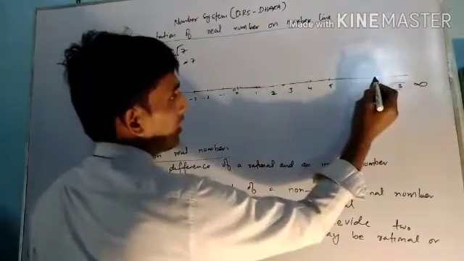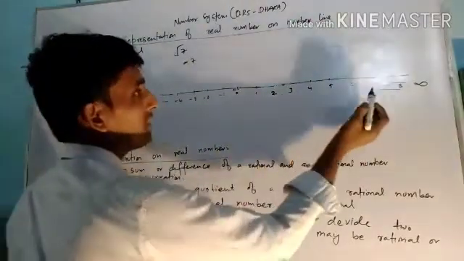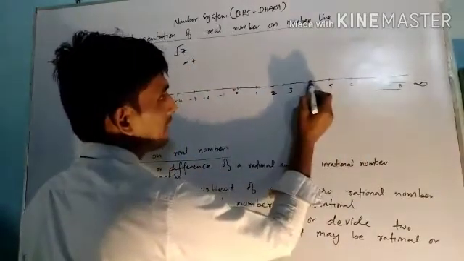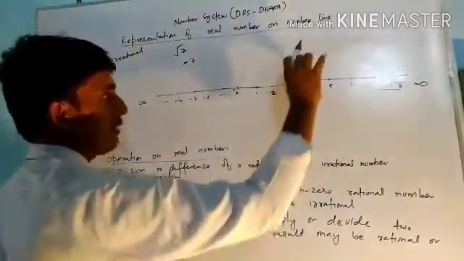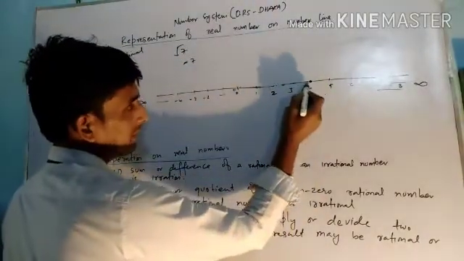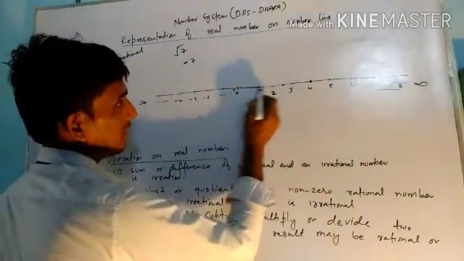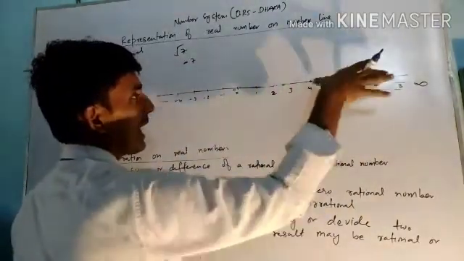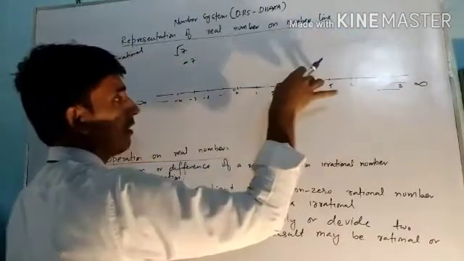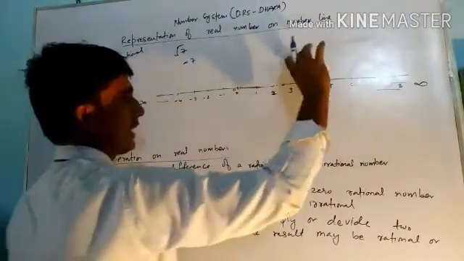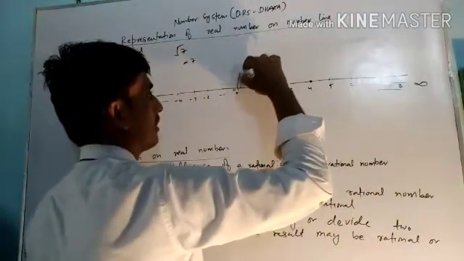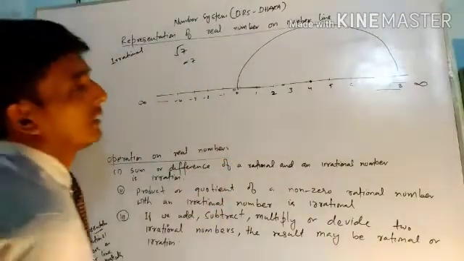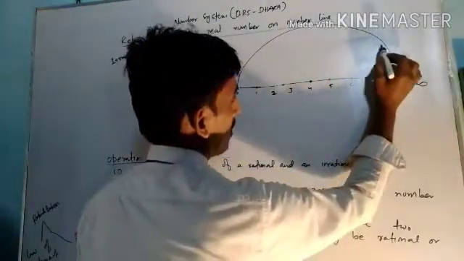Now take the half of this, 0 to 8. The half of 0 to 8 will be 4. Now this is the midpoint, so the distance between 0 and 4 will be equal to that between 8 and 4. Now taking an arc equal to 0 to 4, we will draw a semicircle.